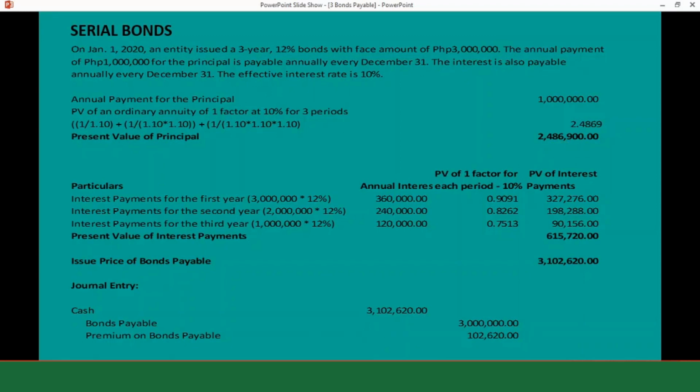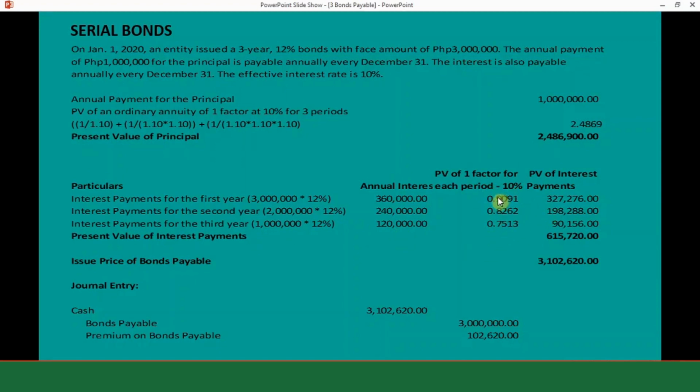Now, hindi ka pa tapos, may present value of interest payment ka pang gagawin. Eto, kakaiba. Siyempre, serial bonds yan, so yung interest, nababawasan din from time to time, kasi yung principal amount, nababawasan din. So, from the first year, 3 million yung principal amount. So, 12% of that, 360. Sa second year, nagbayad ng 1 million, 2 million na lang ang remaining balance. So, times 12%, the interest for the second year, 240. And ganun din, pagdating sa third year, 1 million na lang ang principal amount times 12%. So, you have 120.